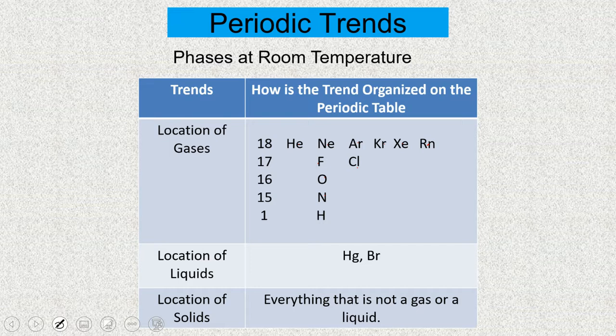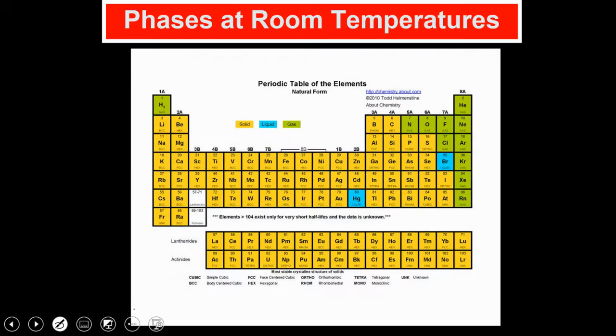And then you need to know where the liquids are. There's only 2 liquids on the periodic table. They are mercury and bromine. Mercury is actually the only metal that is a liquid at room temperature, and then everything else on the periodic table is a solid. So on your periodic table, make sure you write these on there. Make sure you understand where they are.